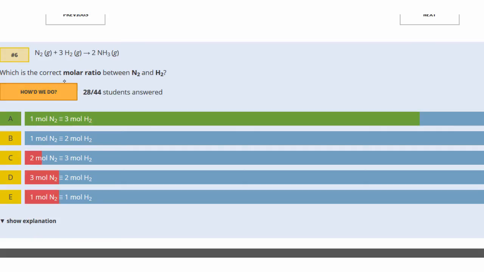5, 4, 3, 2, 1. And very good. It's a molar ratio, 1 mole of N2, 3 moles of H2. And where do these numbers come from? Coefficients. The coefficient on N2 is a 1. The coefficient on H2 is a 3.